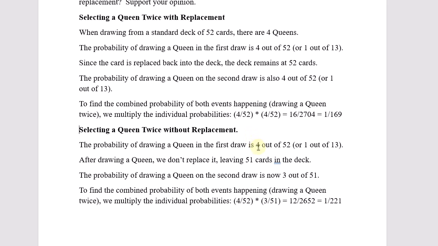So we still have 4 out of 52, or 1 out of 13 for our first draw. But in the second draw, we leave the card out. So now we only have 51 cards in the deck, right? So the probability of drawing the queen on a second draw is 3 out of 51. When we do that multiplication, we now come up with 4 divided by 52 times 3 over 51. Now, you could multiply across and get 12 out of 2652, reduce it to 1 divided by 221. So the odds of that happening, selecting a queen twice, would be 1 out of 221 times.